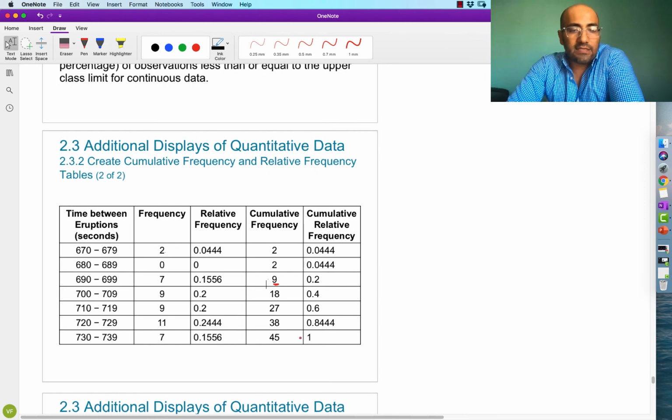And then, of course, the last number has to be 1 because it's the running total and it runs up to 100%. For the cumulative relative frequency, this has to add up to 1 at the end there. And for the cumulative frequency, that number there has to add up to the total number of observations. So that's the running count. So we can say that there was a total of 45 observations that were equal to or less than 739. And yeah, there were 45 observations in our raw data set.